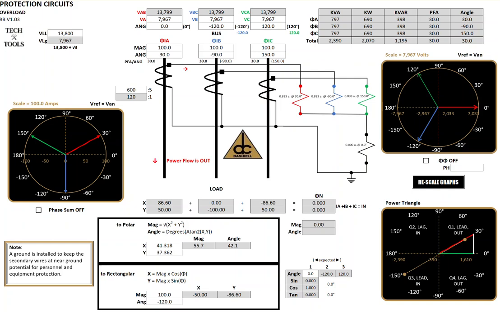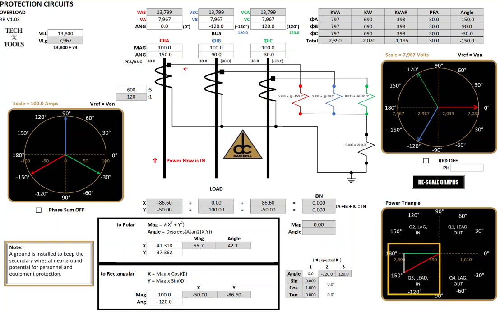By changing the power flow 180 degrees, 30 would have to become a -150, and therefore my B phase would have to be at 90, and my C phase would have to be at a -30. And now you see I've got the same power triangle here, but it's down here in this quadrant 3. Still leading, so you can see why this is a lead, but now power flows in.